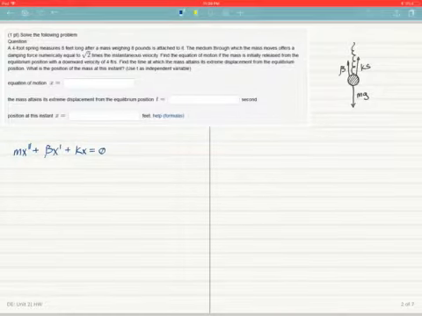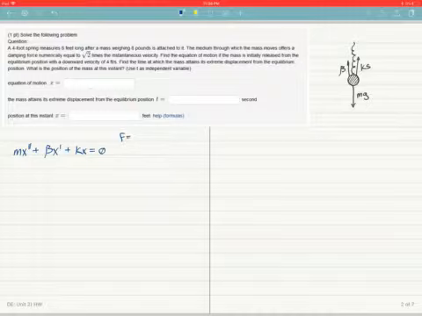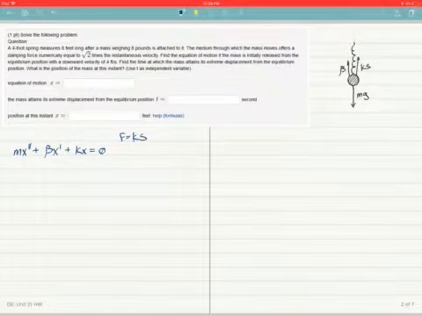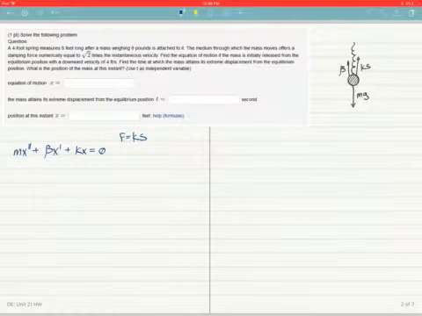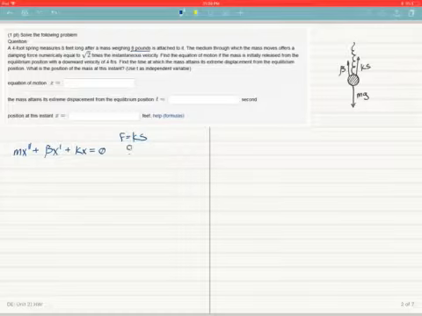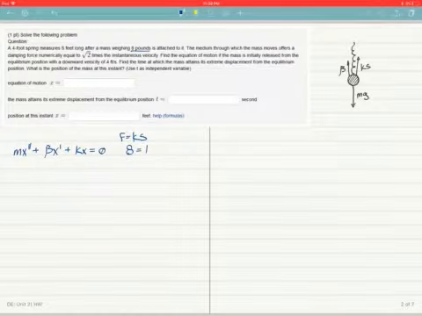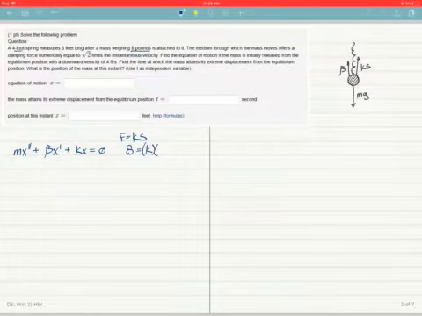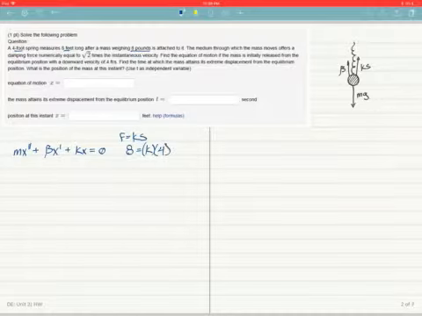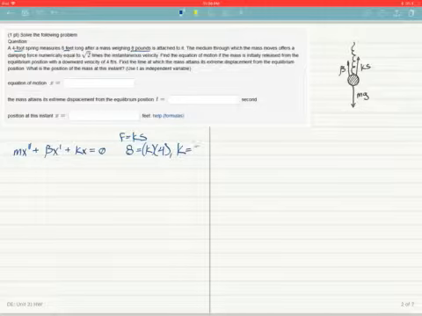Okay, so now let's list some variables. Our force from the spring is going to model our k. We know that the force is 8 pounds. And our unknown k times, it goes from 4 feet to 8 feet. So that's a total difference of 4 feet. And so our k is equal to 2.